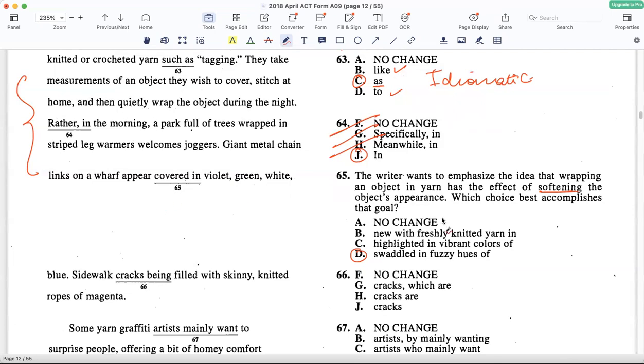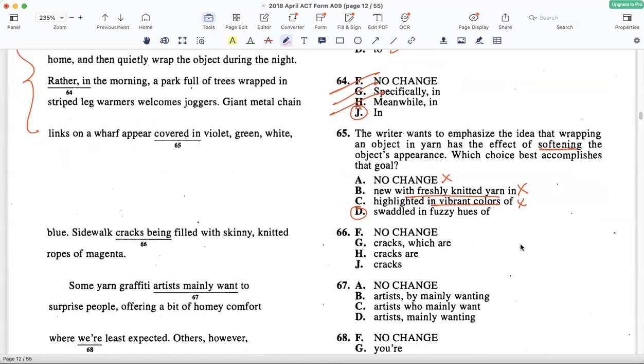To be covered in this color doesn't have the connotation of softening, so it's not A. Freshly knitted yarn does not convey softening, so it's not B. And vibrant colors actually gives the appearance opposite of softening, right? If something is vibrant, it's kind of loud, it strikes you. So it's not C as well.